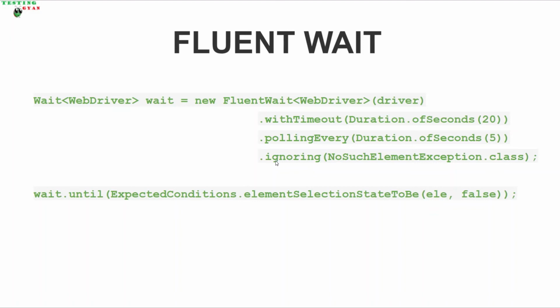And we can also add some ignoring conditions, like I want to ignore the no such element exception class. If I want to ignore this particular error, I can apply that. Then first this is the logic to create the wait, and this is its implementation, where I'm waiting for some property. I'm saying wait for the element until its selection state is false. So it will wait for that particular condition.